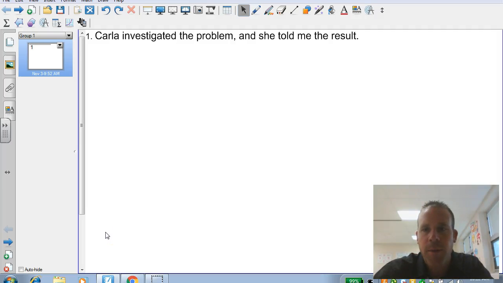This is diagramming compound sentences. So if you're in my class, I took the first 3 sentences from lesson 63 and I'm just going to go through how to diagram them. And if you're just surfing around on YouTube looking for how to diagram compound sentences, welcome.